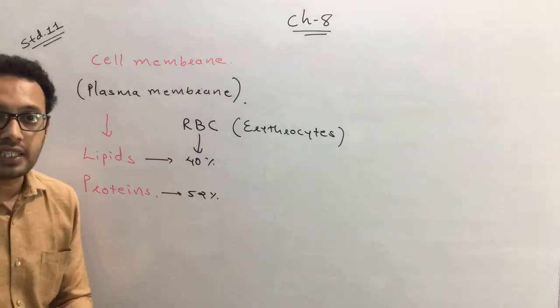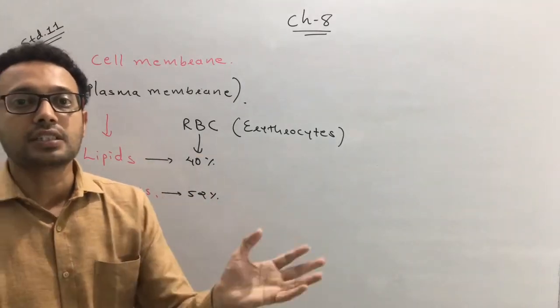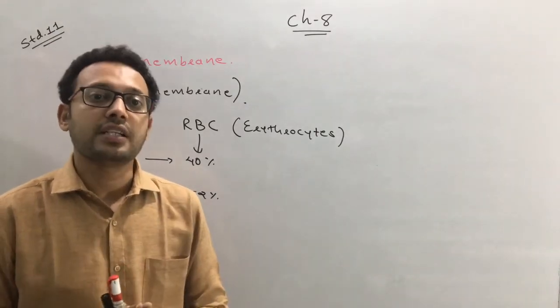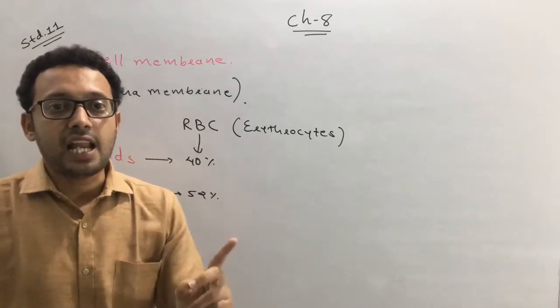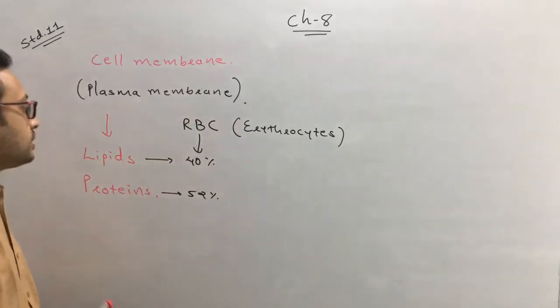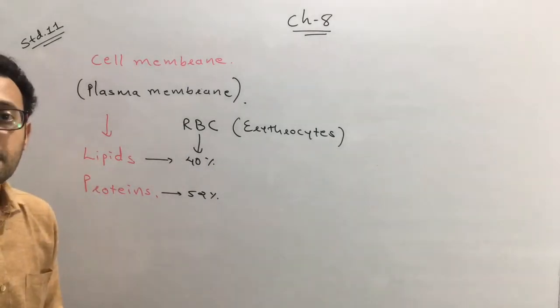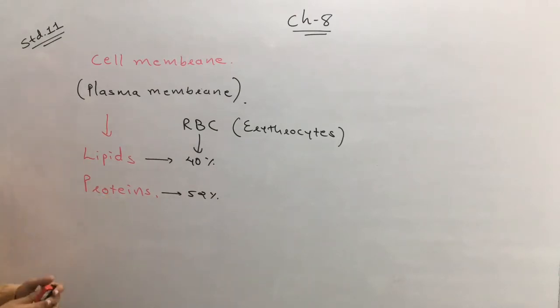But it is not necessary that this quantity remains the same in all cells. The quantity is going to vary. But it is clear that the cell membrane of any cell is made up of lipid and protein. Now we have to discuss the different types of lipid they have.